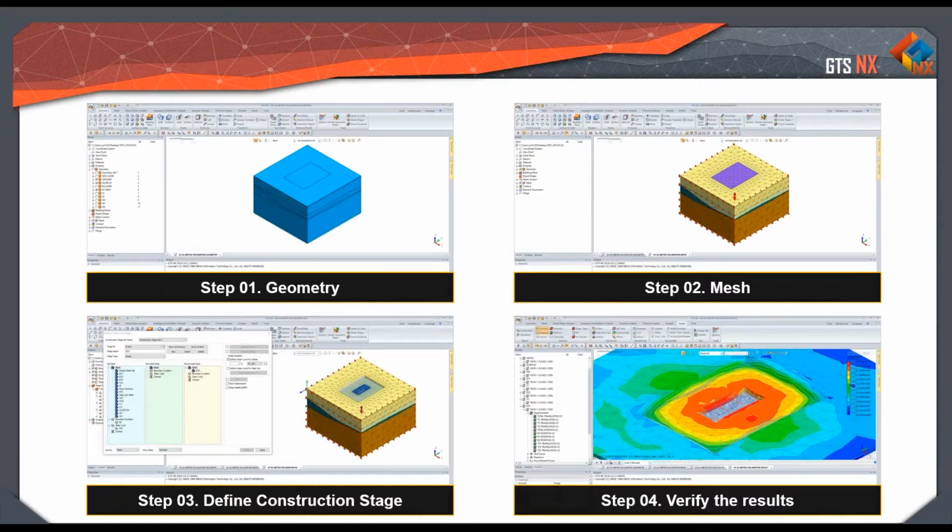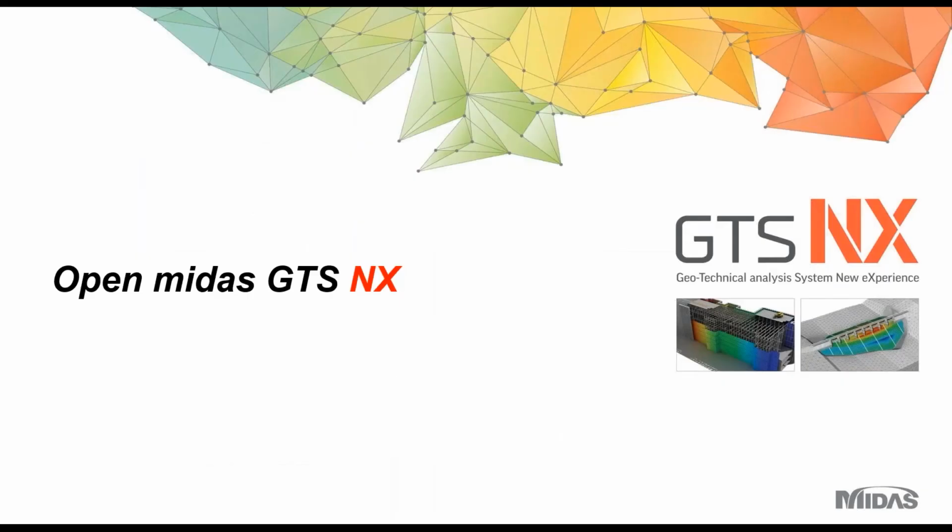And basically the process of the analysis is the same as a general FEM analysis: geometry, mesh, define the analysis stages, and check the results such as movement of ground, displacement, and forces in the structure. And let me open the GTS NX program and carry out the analysis process.